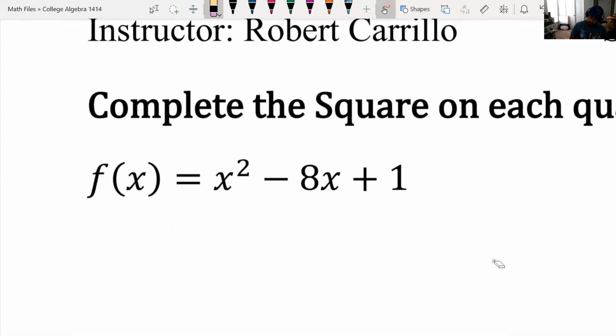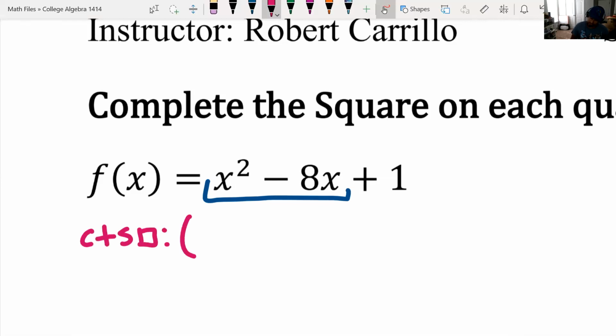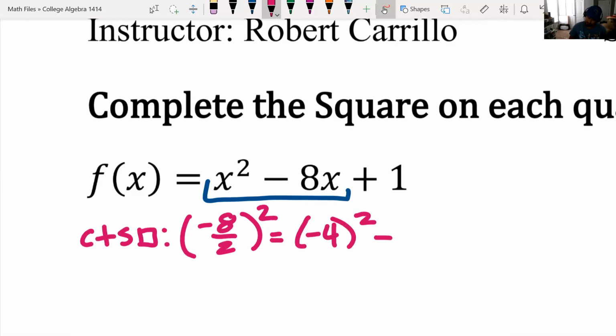Which means what we're going to do first, I'm going to group these two terms together because these are the two x terms we are completing the square on. So we're in the perfect form. So now we complete the square and we take half of -8 and square it. We'll get -4 squared, which gives me 16.